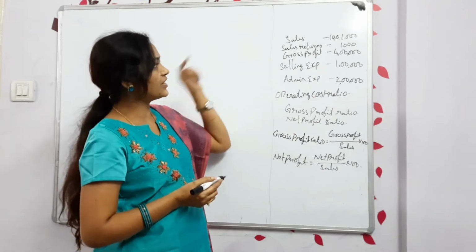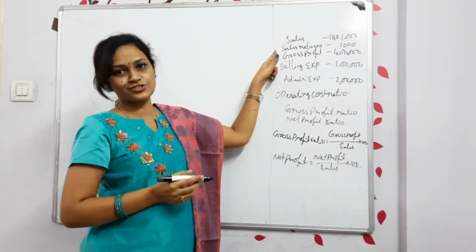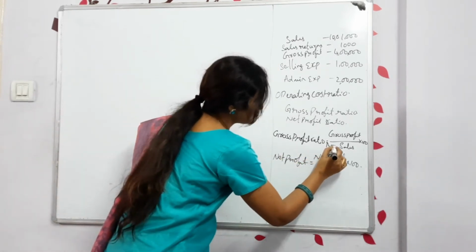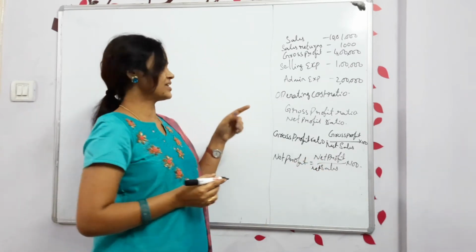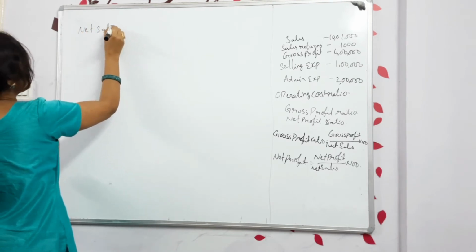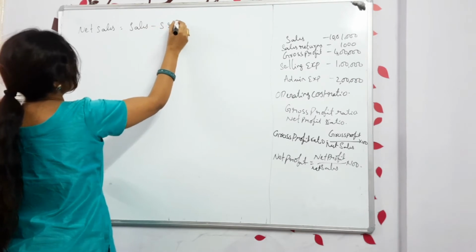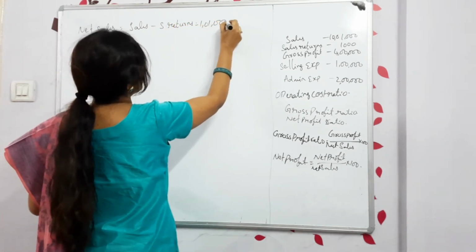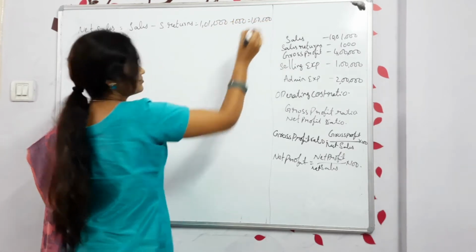Gross profit given directly. Sales 1,01,000 and you have sales returns also. Generally we take net sales, right? So now first let's find out what is net sales. Net sales is equal to sales minus sales returns. What is sales? 1,01,000 minus returns of 1,000. So you got 1 lakh.